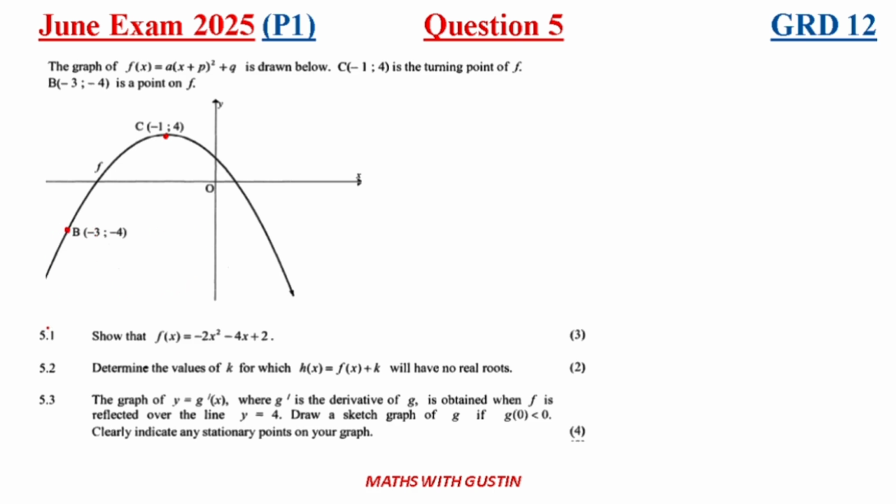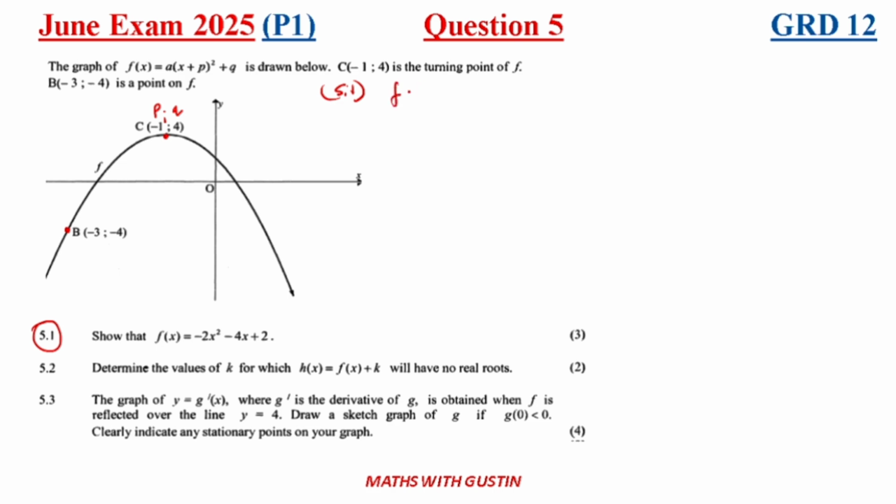All right, so let's go for 5.1. It says show that f of x can be given as this equation. Right, so now if you have a look here, we know that the turning point gives us a point P and Q right there. So let's come here into our graph and then substitute that and then see what we're left with.